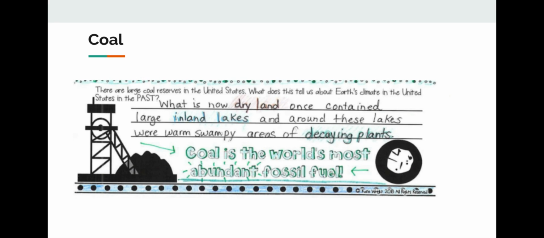Coal is actually the world's most abundant fossil fuel. Think about how many plants are on our planet today, and then think about how much there must have been millions of years ago and how that built up. While it is abundant, it is still finite to some degree, because it needs to be able to form before we can mine coal.